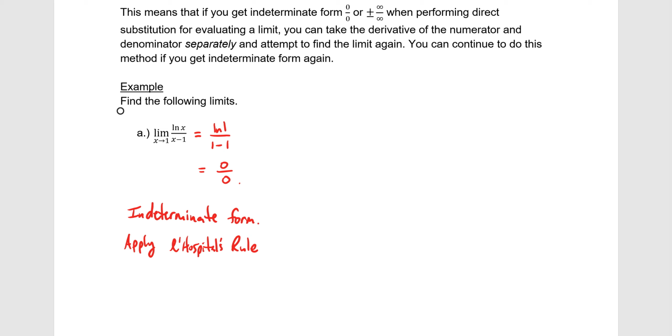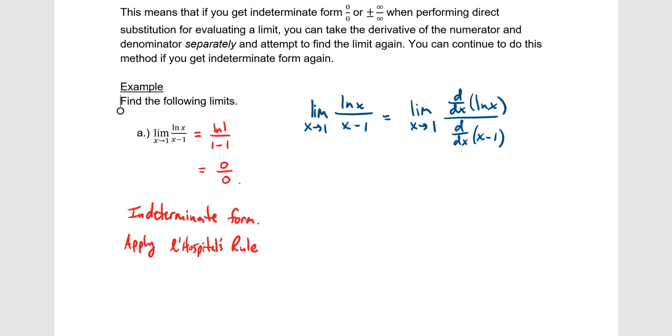So L'Hopital's rule says if we are evaluating this limit, I'm just going to rewrite it. If we're evaluating this limit, what we can do is we can say that this equals the limit as x approaches 1 of the derivative of the ln of x divided by the derivative of x minus 1. So we're going to do the derivative of the numerator and denominator separately, and then redo the limit.